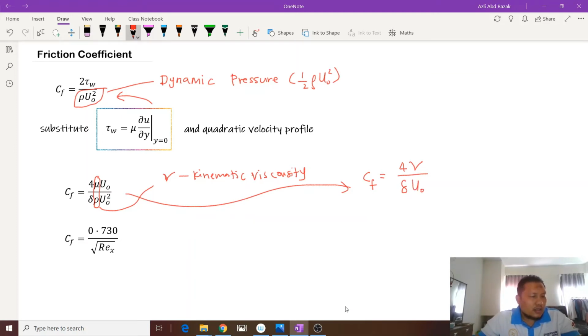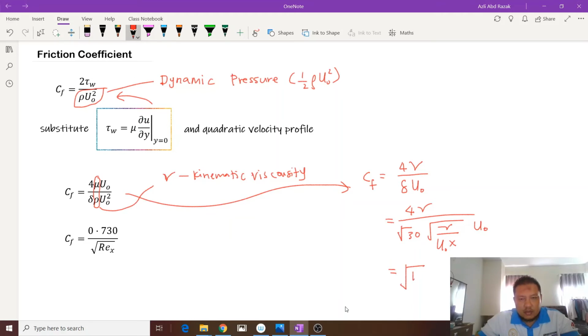So in this case, if we substitute the values that we got from the quadratic velocity profile just now in the previous lecture, we can write this as 4 mu divided by the square root of 30, and then this is multiplied by nu divided by u naught x, multiplied by u naught. Right, you can do some more simplifications here.